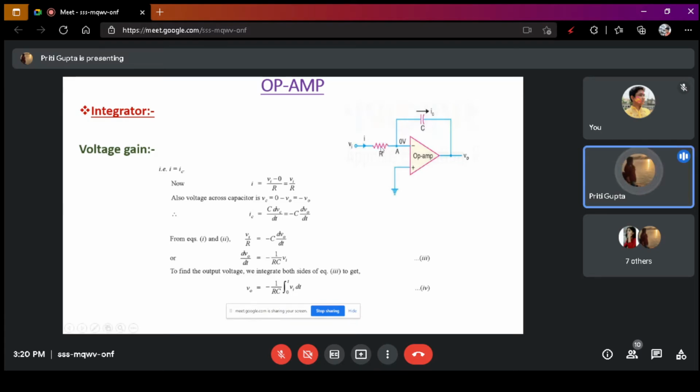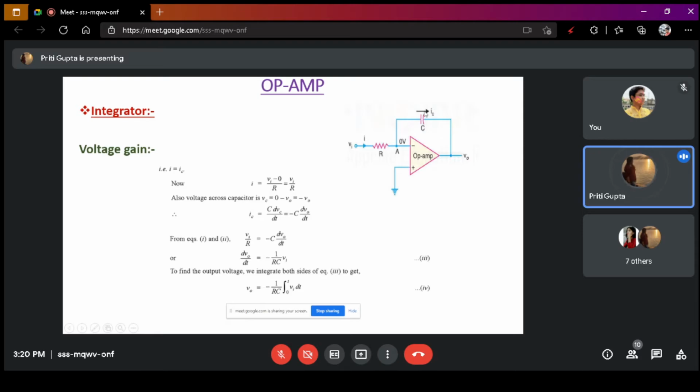The current which is passing through this resistance, the same current is passing through the capacitance. So I equals to IC, because this current is passing through this node and it is going through the feedback resistance, through the feedback capacitor. At first we have to find out I. I equals to V by R. So Vi minus 0, because at this point the voltage is 0 due to virtual ground, divided by R. So we are getting I equals to Vi by R. Give this one equation number 1.